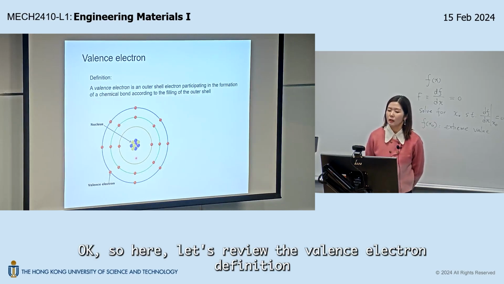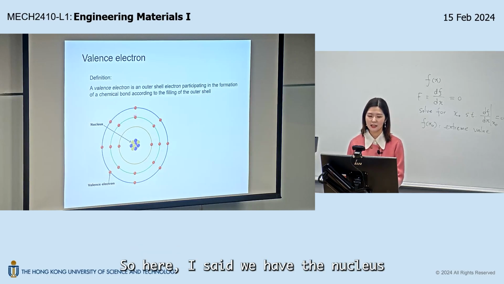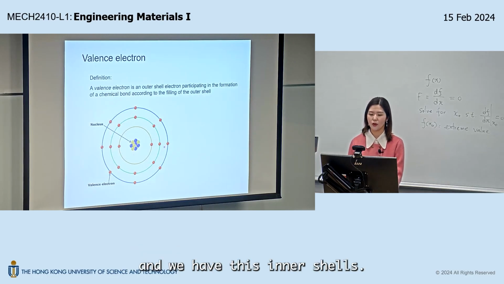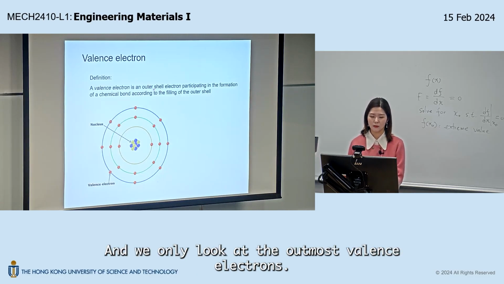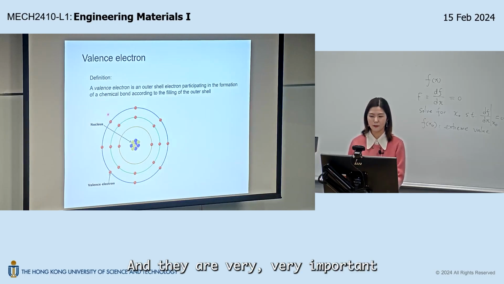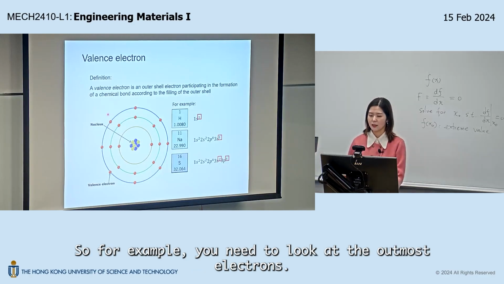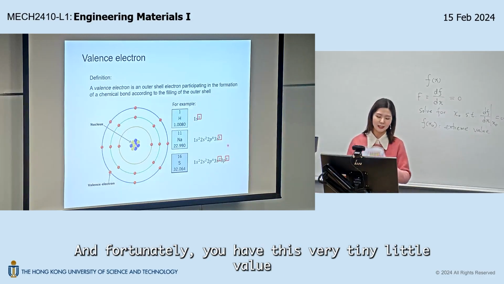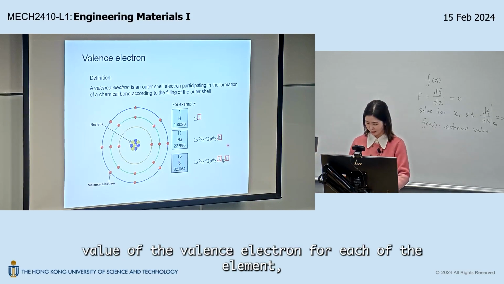Okay, so here, let's review the valency electron definition again. So here I said we have the nucleus and we have this inner shells. All together, we have a new core. And we only look at the outmost valency electrons, and they are very, very important because they participate in forming the bond in chemical reaction. Okay, so for example, you need to look at the outermost electrons. And fortunately, you have this very tiny little value here to tell you what is the outmost value of the valency electron for each of the element.